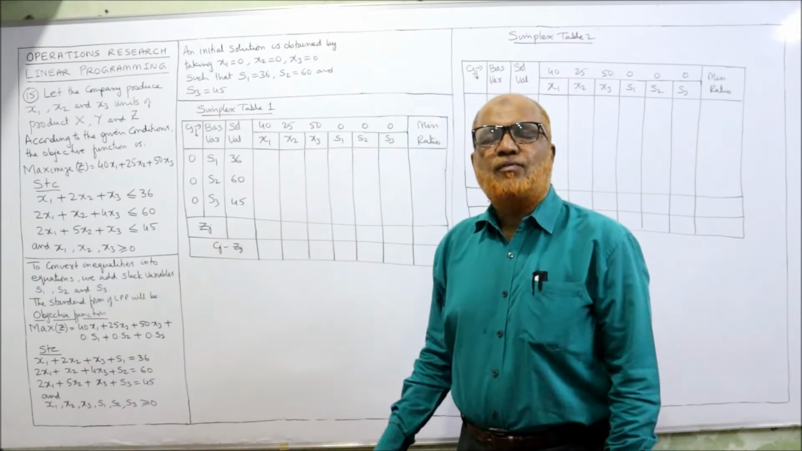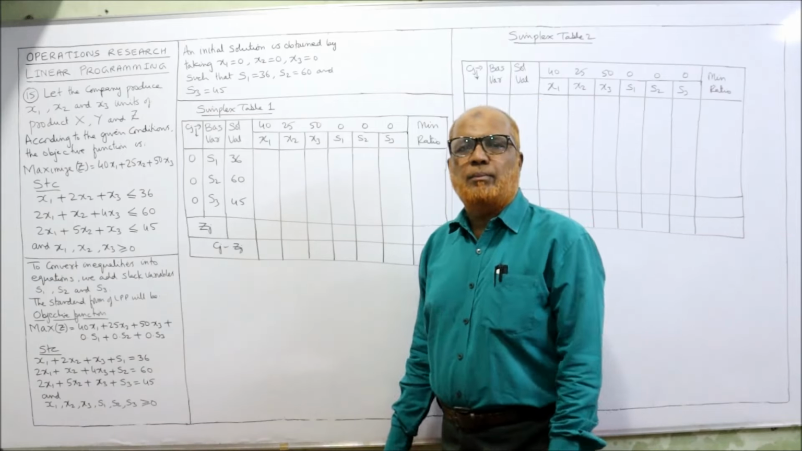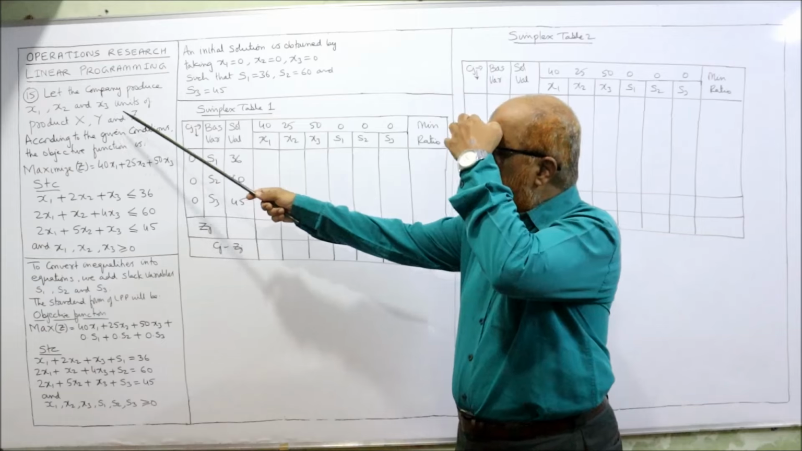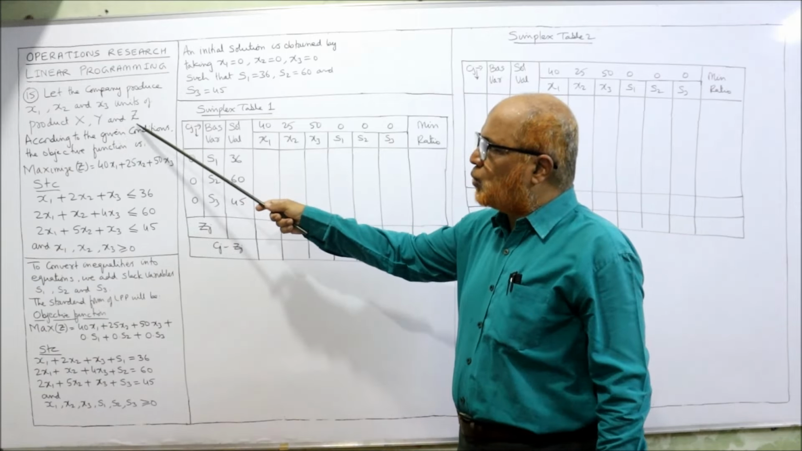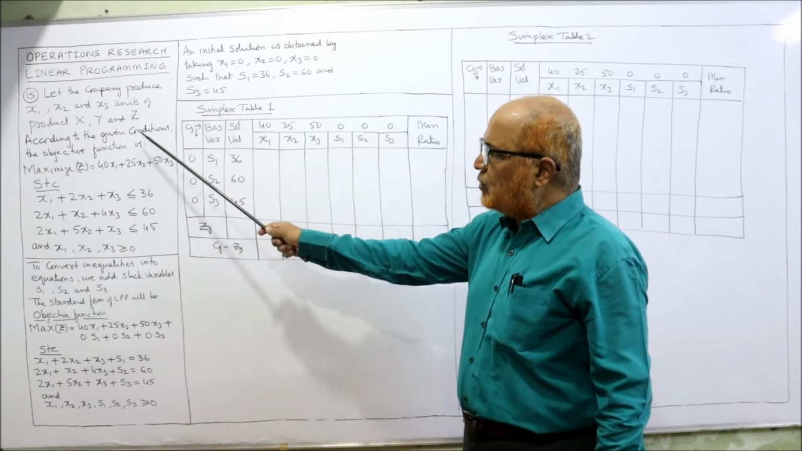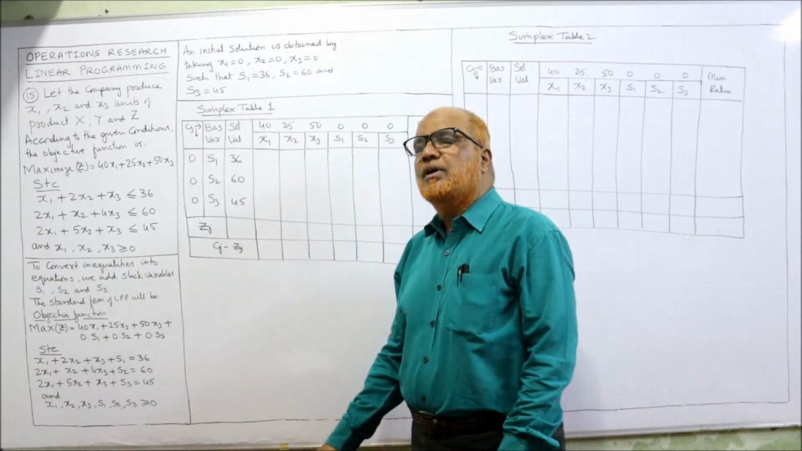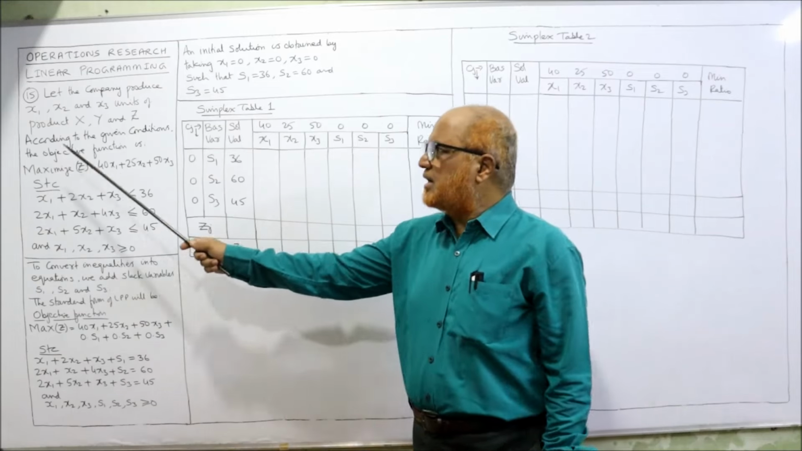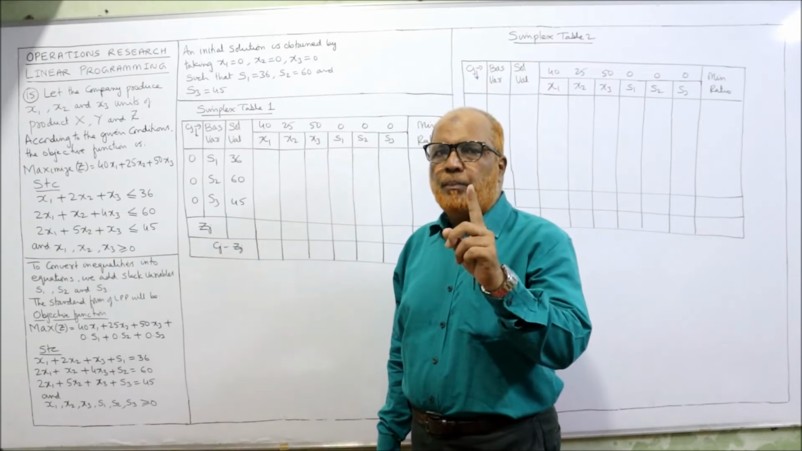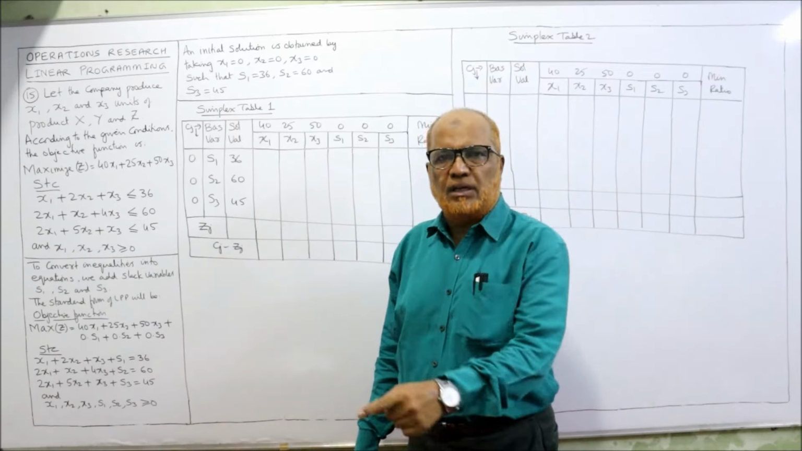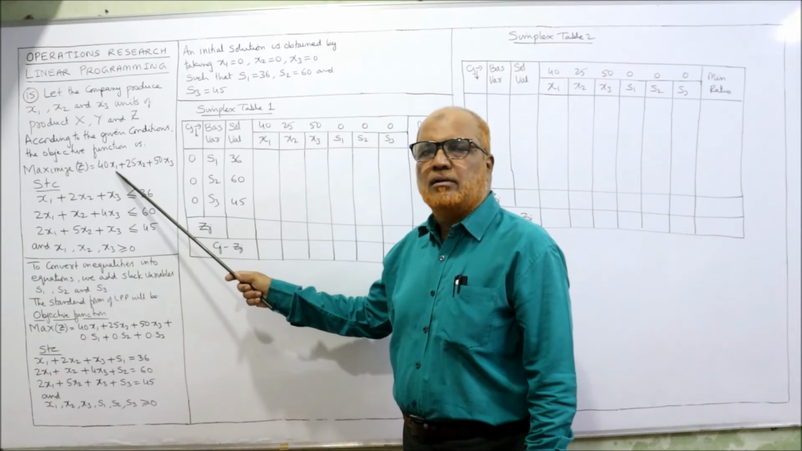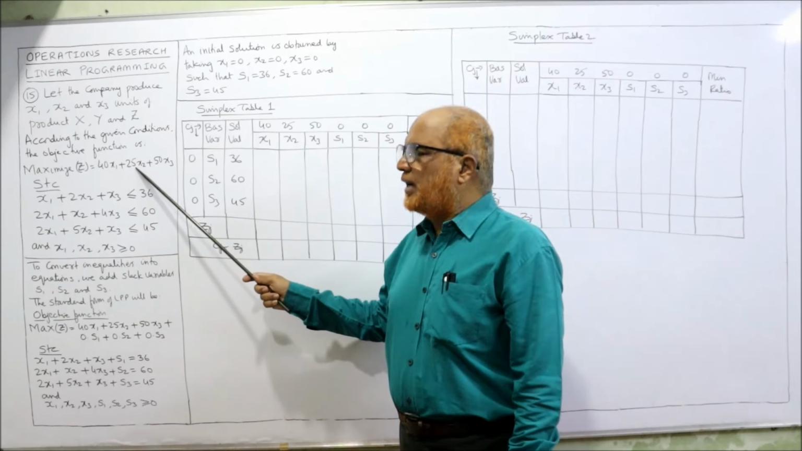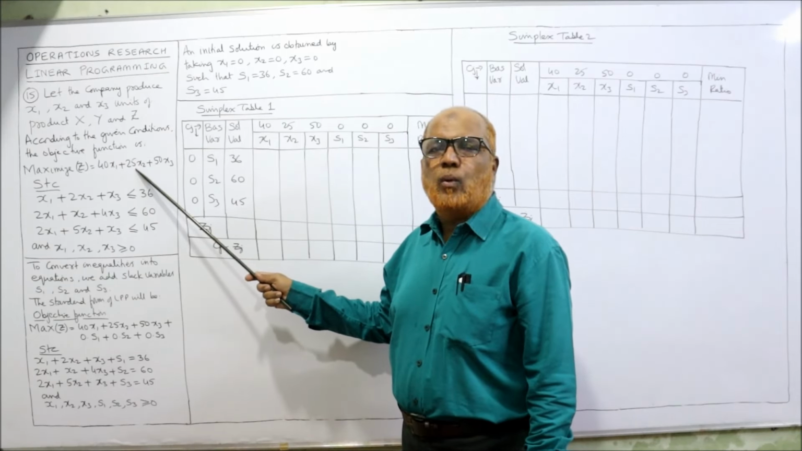Now, first of all, we have to formulate the problem in the form of LPP. Let the company produce X1, X2, X3 units of products X, Y and Z. According to the given condition, the objective function: the objective is to maximize the profit. Maximize Z is equal to, the profit per unit of X is 40 rupees, so 40 into X1, where X1 is the number of units of product X. And 25 is the unit profit for Y product.